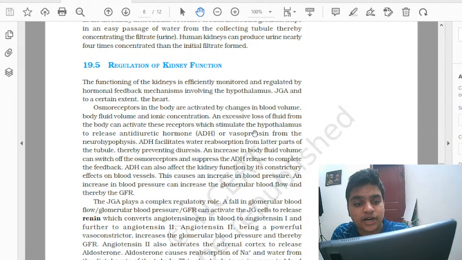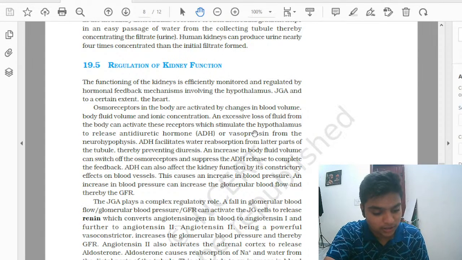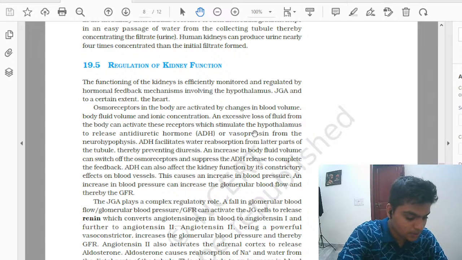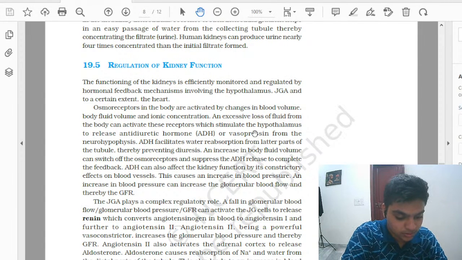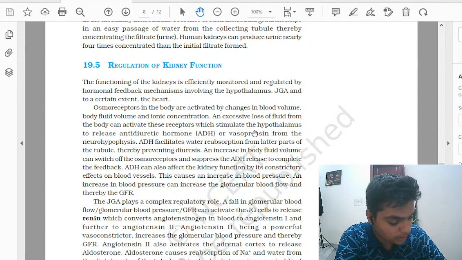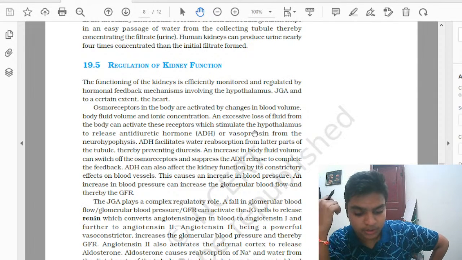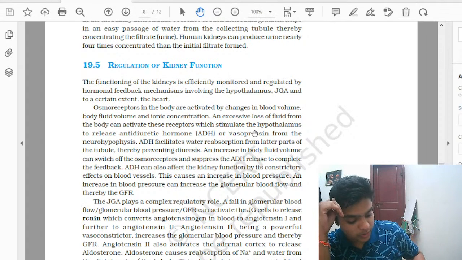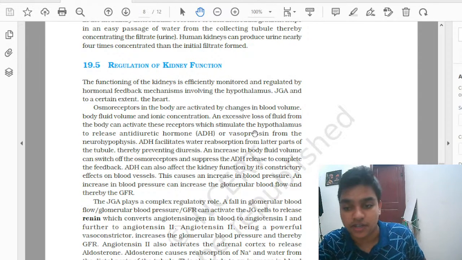We'll be completing this chapter now, guys. In the next lecture, as per our schedule, we'll be starting with the living world. No one is responding, so I hope it is very clear to all of you. Now we'll be moving on to the regulation of kidney function.